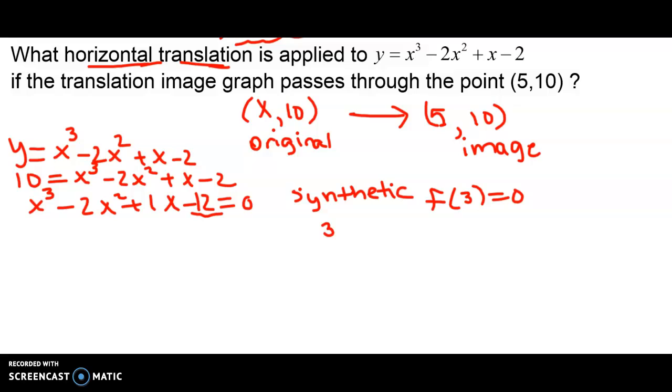If you did synthetic, you would decrease the cubic to a quadratic. So I just want to show you the purpose of that. So you drop your 1, you add, and you get 1. 1 times 3 is 3, 4 3s are 12, 0 remainder.